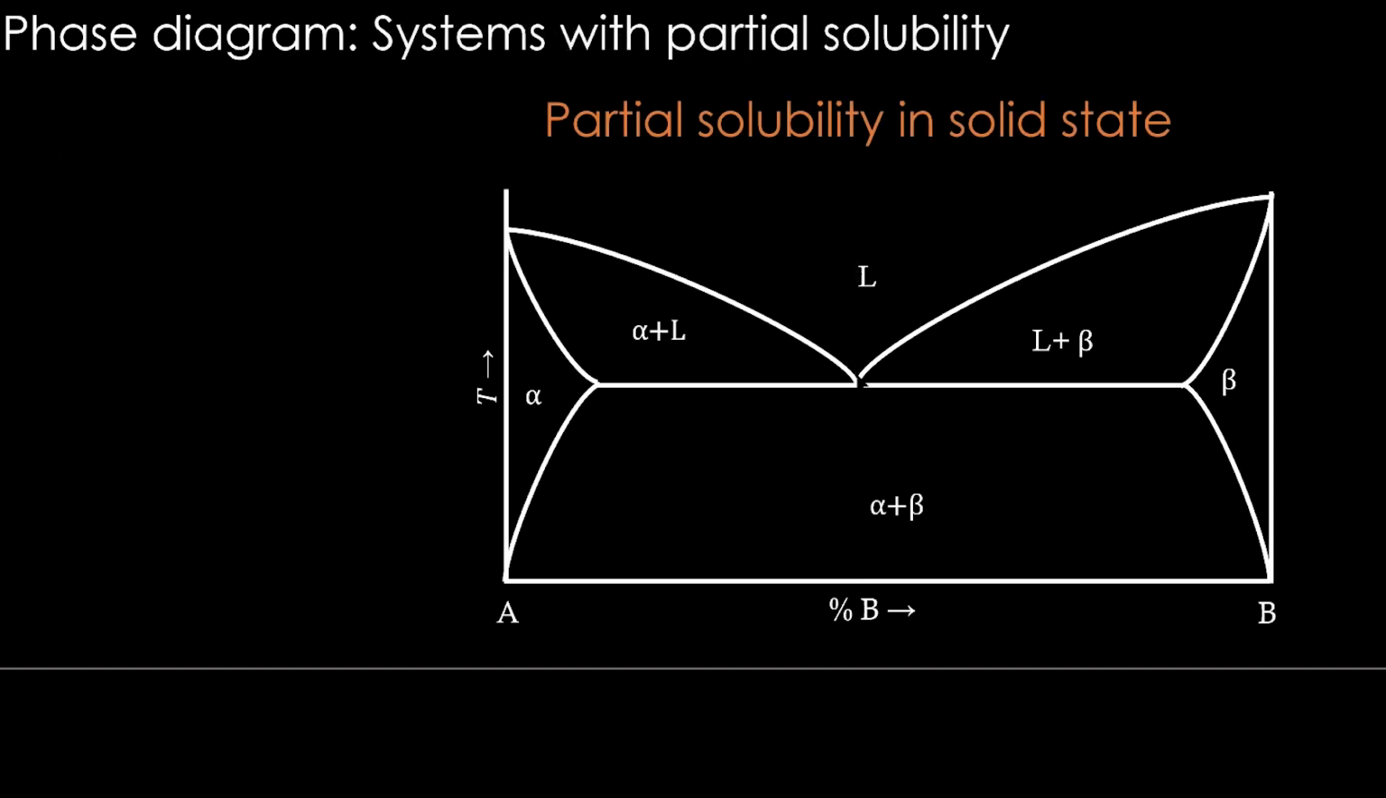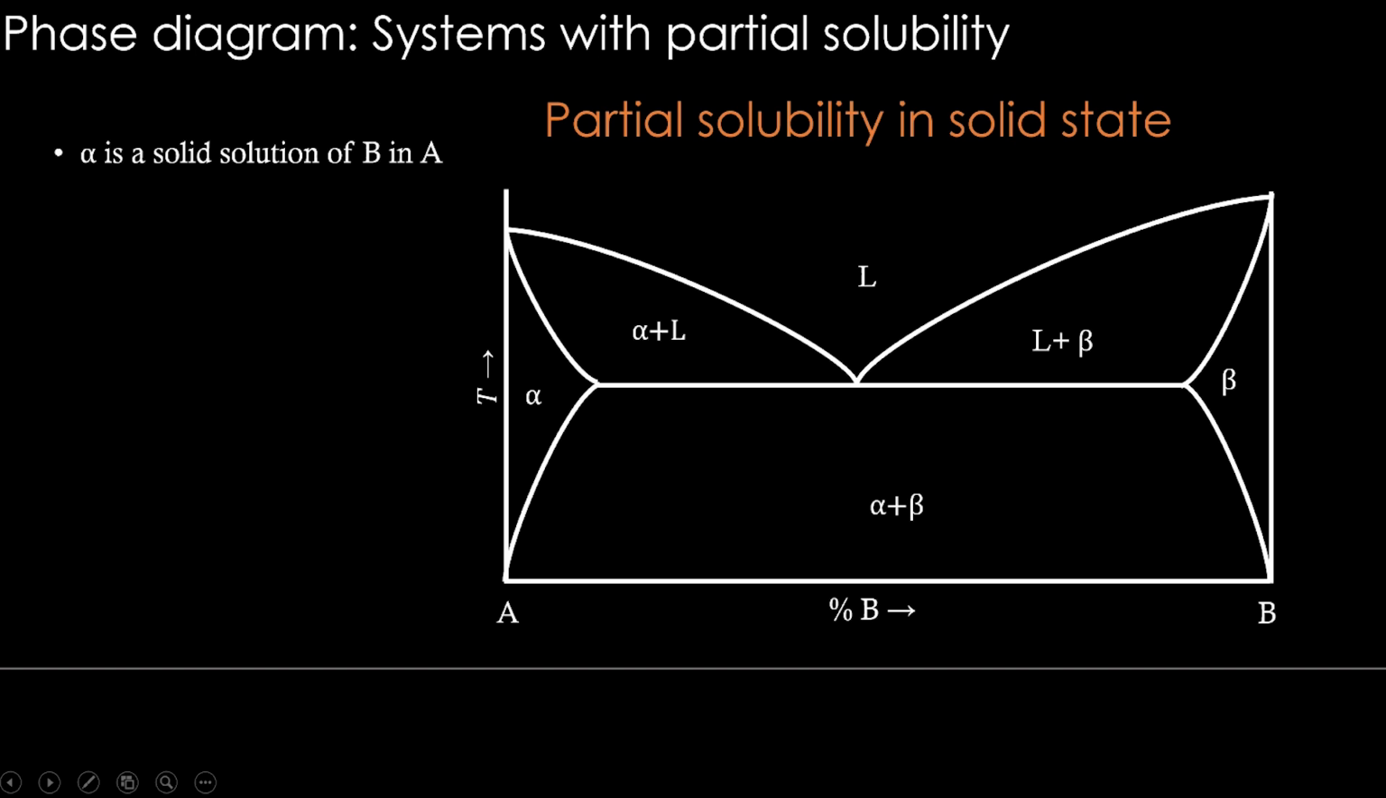Let's think about these ideas together. Let's understand systems with partial solubility. In the solid state, there is only partial solubility, meaning the alpha phase is here, the beta phase is here, and the solubility of A in B and B in A is not complete. We don't see any single phase solid from left to right. So we say this is partial solubility.